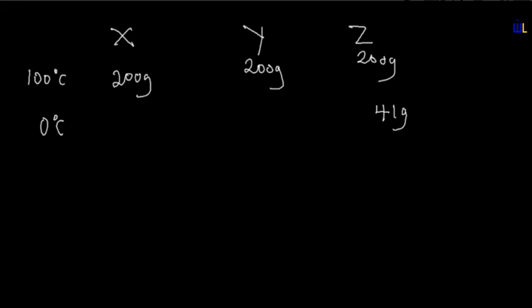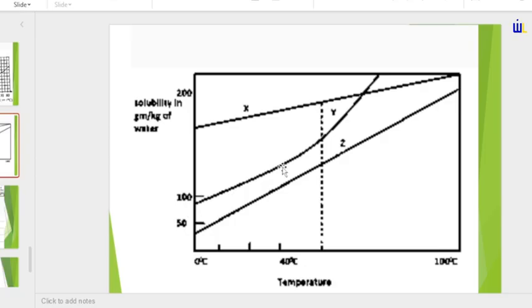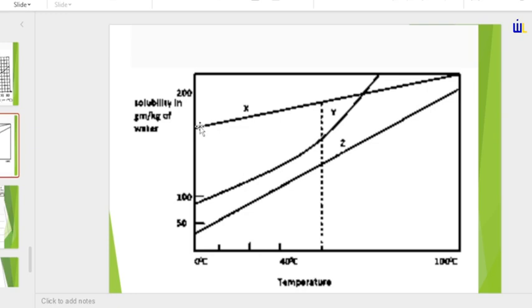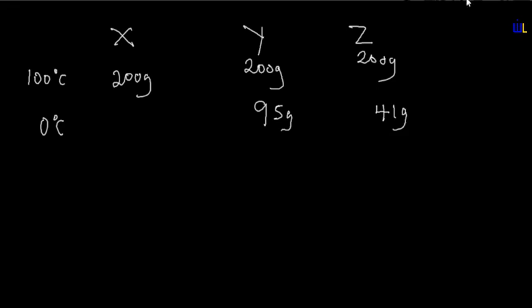Let's check Y. Y is below 100 but it's above 50. So this is like 90 something. Let's call it 95 at 0 degrees. Then for X, X is above 150 now. So 170 something.